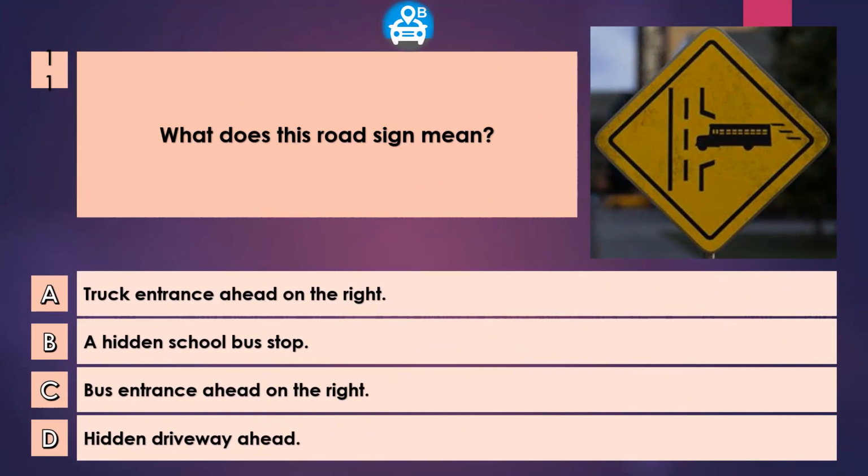What does this road sign mean? A. Truck entrance ahead on the right. B. A hidden school bus stop. C. Bus entrance ahead on the right. D. Hidden driveway ahead.